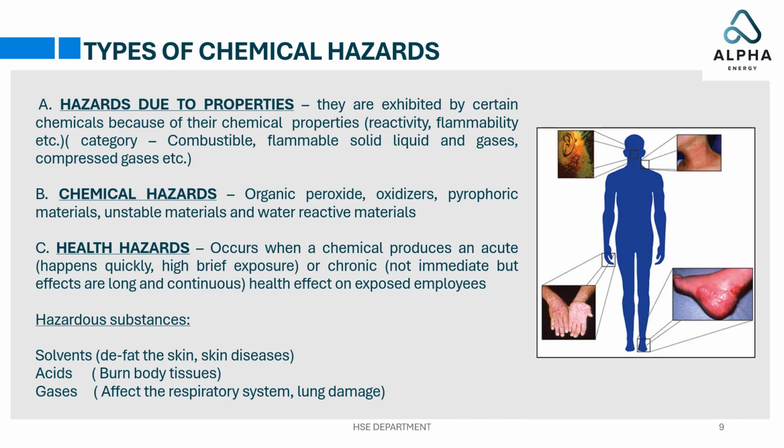Health hazards occur when a chemical produces an acute health effect, which happens quickly from a high, brief exposure, or a chronic health effect, which is not immediate but whose effects are long and continuous, on exposed employees. Hazardous substances: solvents defat the skin, causing skin diseases. Acids burn body tissues. Gases affect the respiratory system, causing lung damage.